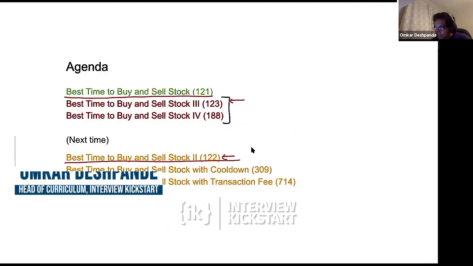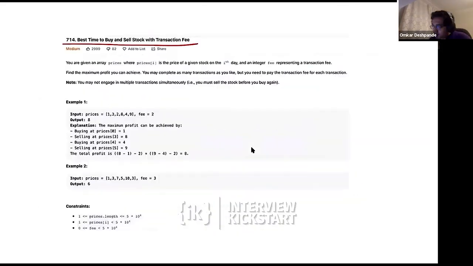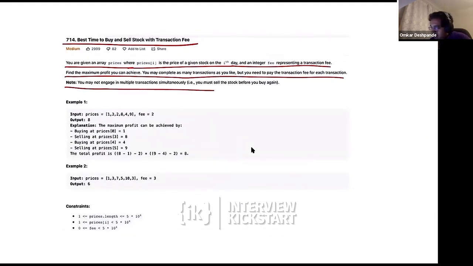So we've done this. So let's look at this. Best time to buy and sell stock with a transaction fee. You're given the same array prices, and again you can have any number of transactions. Can't hold more than one copy of a stock.